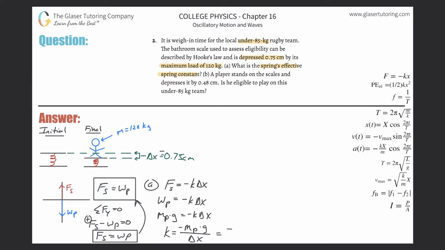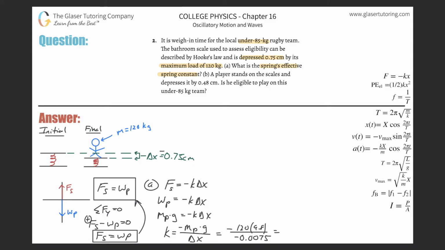So it's going to be negative mass of the person, they told us, was 120 kilograms, gravity is 9.8, and lo and behold, the change in displacement is negative as I discussed before, but that's in centimeters. You know you need it in meters, so simply divide that by 100. So that's going to be 0.0075 meters. And now just simply calculate, and notice the negatives will cancel, which makes sense. K has to be positive. Actually, I'm just going to leave the negative sign out because I know they're going to cancel. So 120 times 9.8 divided by 0.0075.